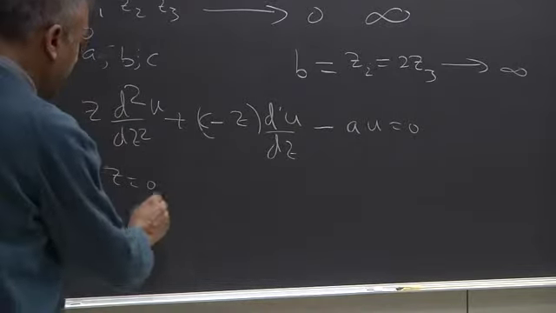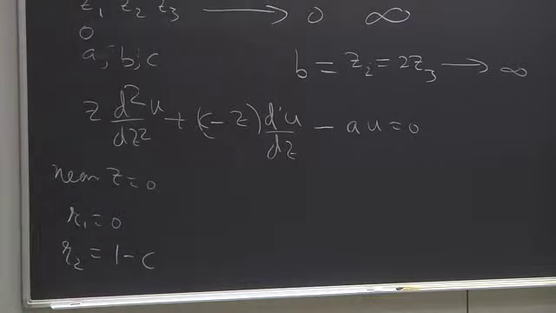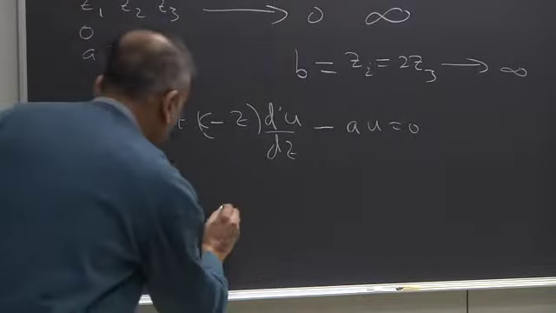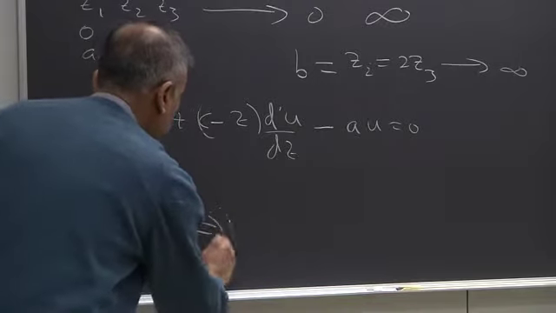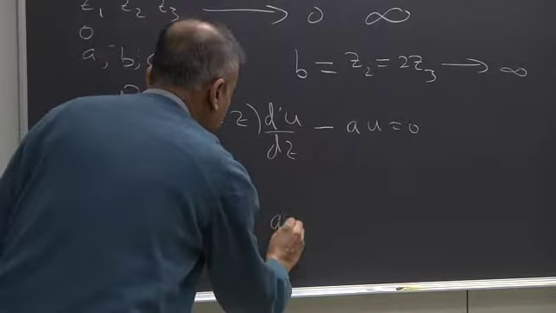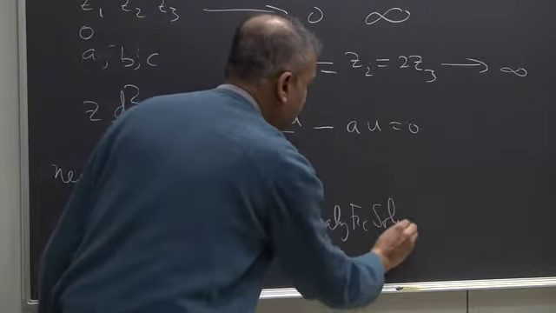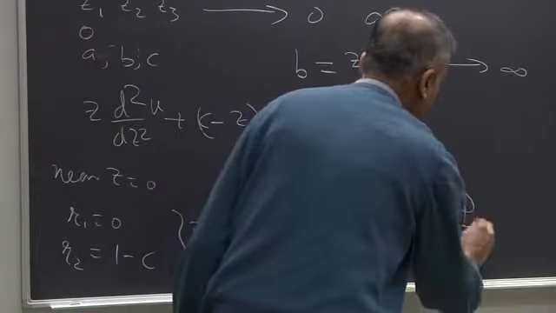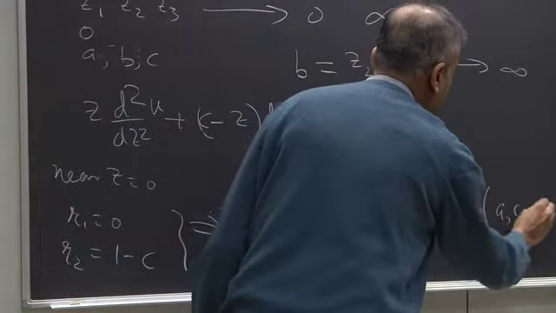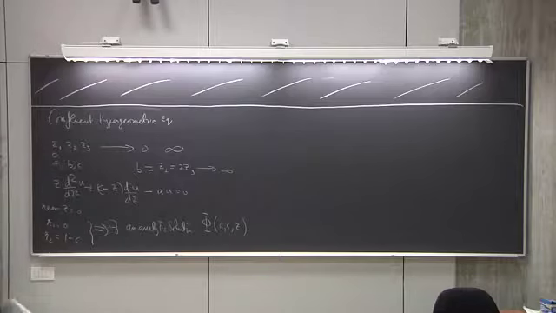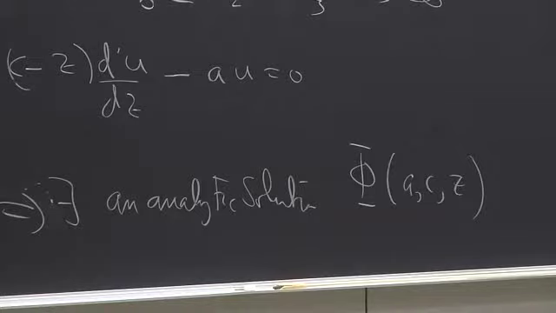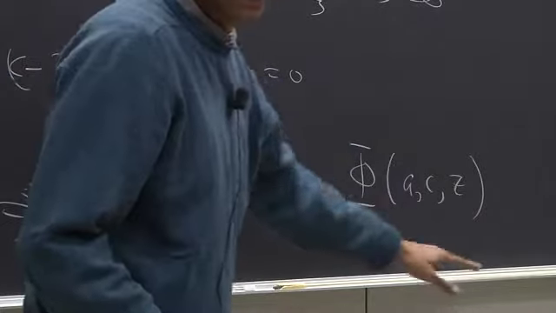So this implies there is at least one analytic solution near z equal to 0, and this implies there exists an analytic solution which we denoted by phi a c z, right? Just like in the hypergeometric case, there was one analytic solution near z equal to 0, and that is what we called f a b c z. In the same way, here also there will be one, so this is just a symbol notation.